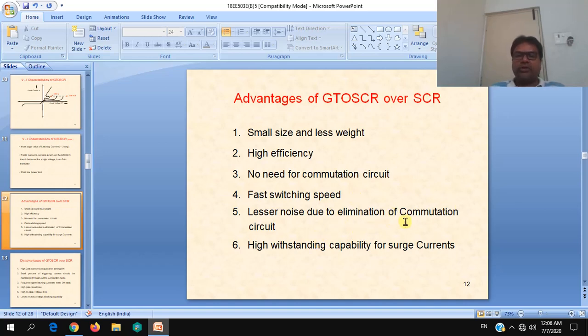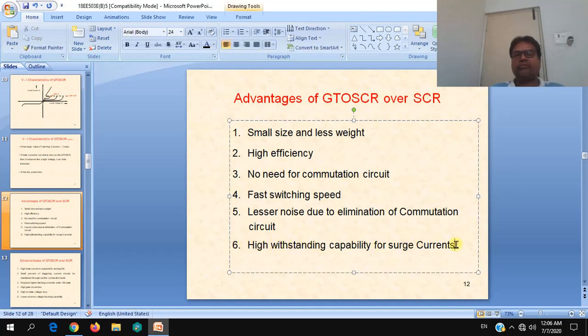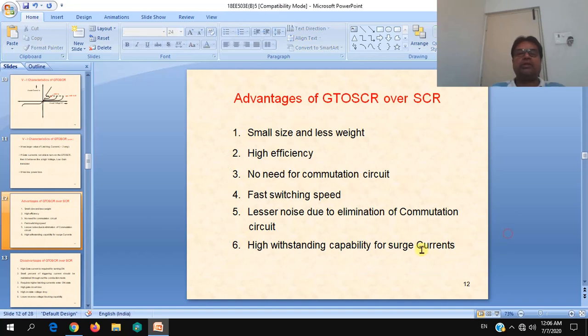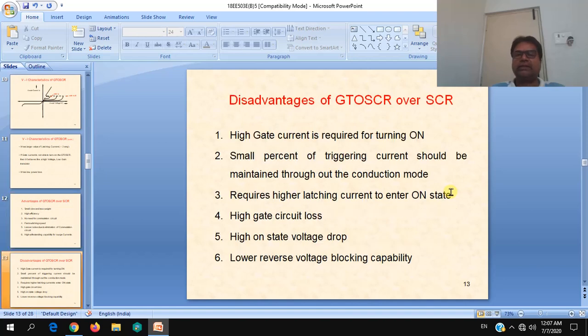And as commutation circuits are not there, there are no inductive and capacitive effects from the external circuits, so there will be lesser noise due to elimination of the commutation circuit. High withstanding capability for surge currents. It can withstand higher magnitude of surge currents when compared to conventional SCR.